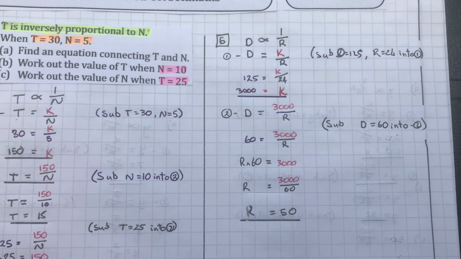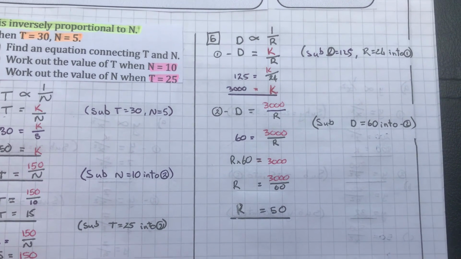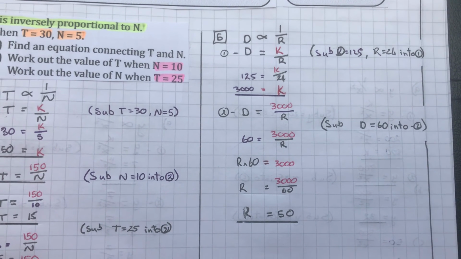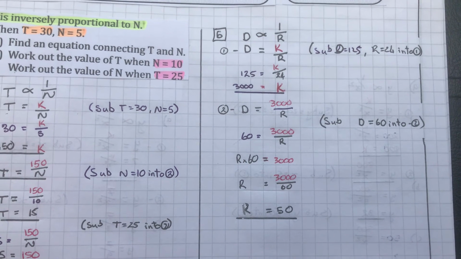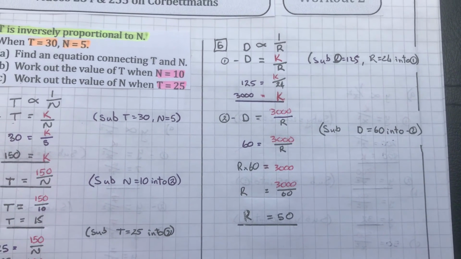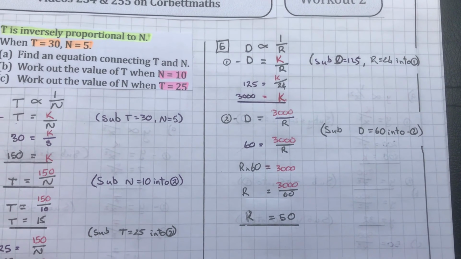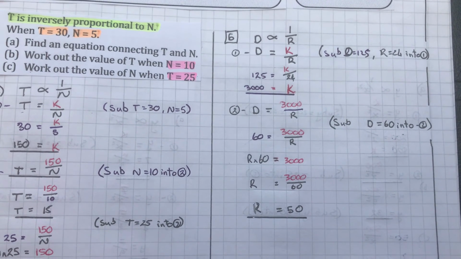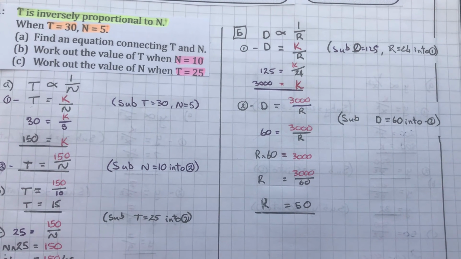So D, the number of days, is inversely proportional to the number of researchers. So D will be equal to the constant divided by R. If I substitute in my two values, 125 and 24, I find that the constant will become 3000. If I substitute that back into my initial equation, D equals 3000 over R.